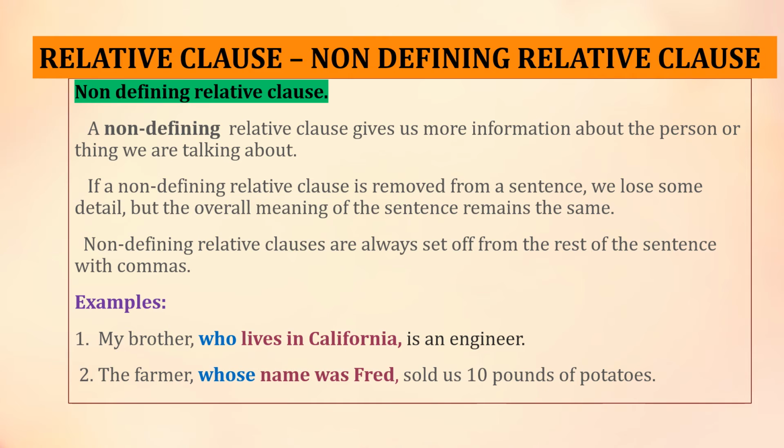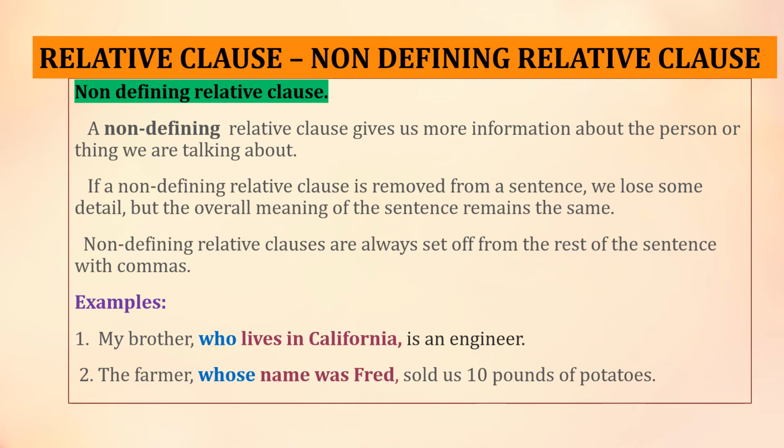If we remove this relative clause from the sentence, it is not losing its significance. So it states my brother is an engineer. So this is a non-defining relative clause. Both the parts, my brother and who lives in California is an engineer, are separated by a comma.